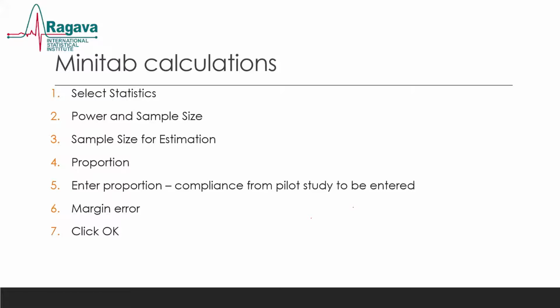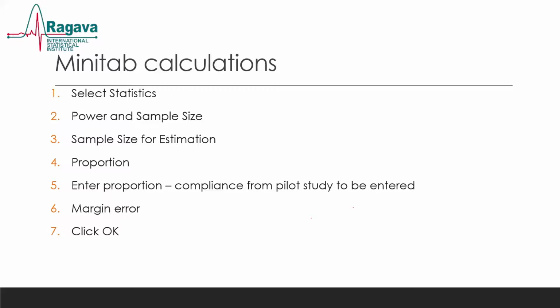So while using Minitab, I'm just listing out the options that you will have to select. Select the Stats or Statistics option. Click on the Power and Sample Size option, which will come once you select Statistics. There will be a drop-down which opens up to Power and Sample Size. And Sample Size for Estimation has to be selected from your Power and Sample Size option.